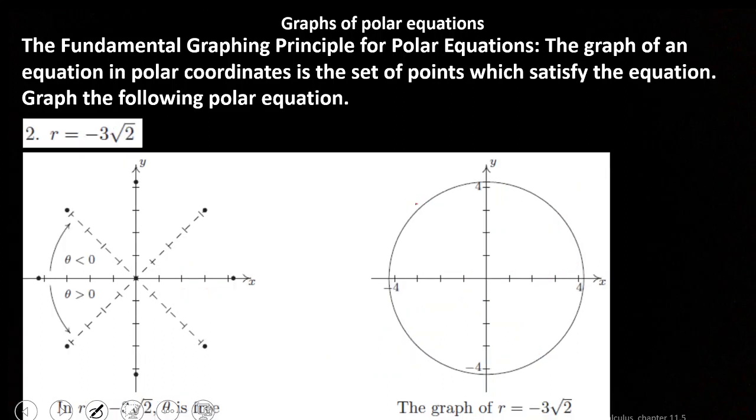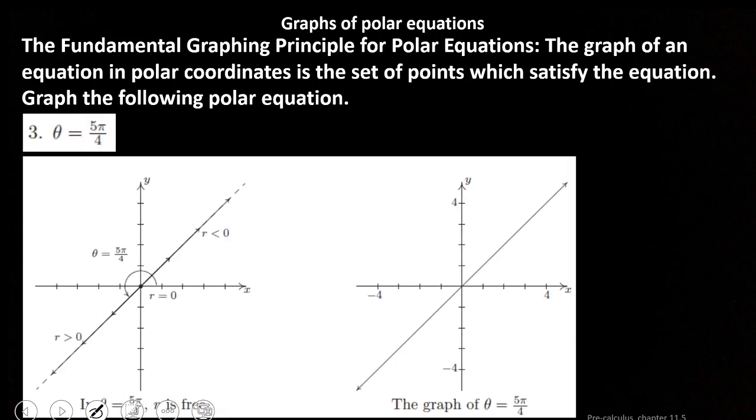And the same thing is true here. Even if r is negative, you still get a circle. So it doesn't matter. r equals negative 3 square root of 2 or 3 square root of 2 represent the same circle. What about if theta is fixed and r could be free? Well, if theta is fixed and r is free, then you're stuck with one theta. Let's say you're stuck over here, 5π/4, which is 5 times 45 degrees.